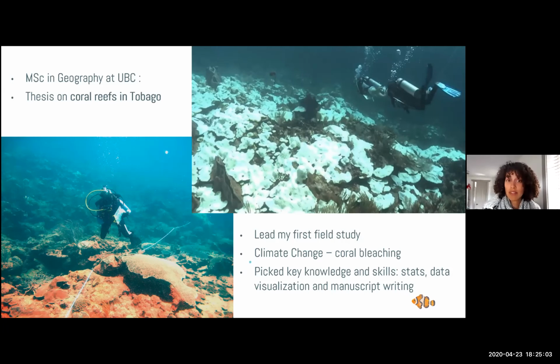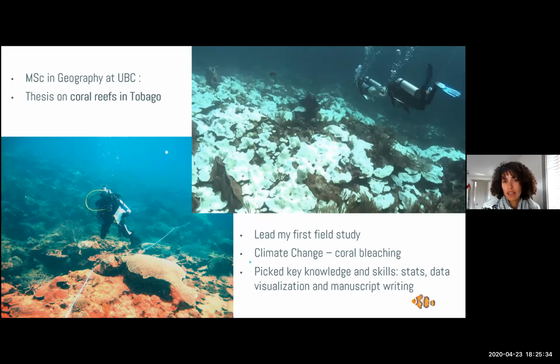I led my first field study in Tobago on the impacts of the 2010 bleaching event on corals there. That was super interesting. That's a bleaching event there on the photo, in case you don't know what that is. And that's me doing a survey along a transect line. I was measuring and counting living corals, because I wanted to see how many corals had survived. And that's where I managed to pick up a solid knowledge base on marine ecology.